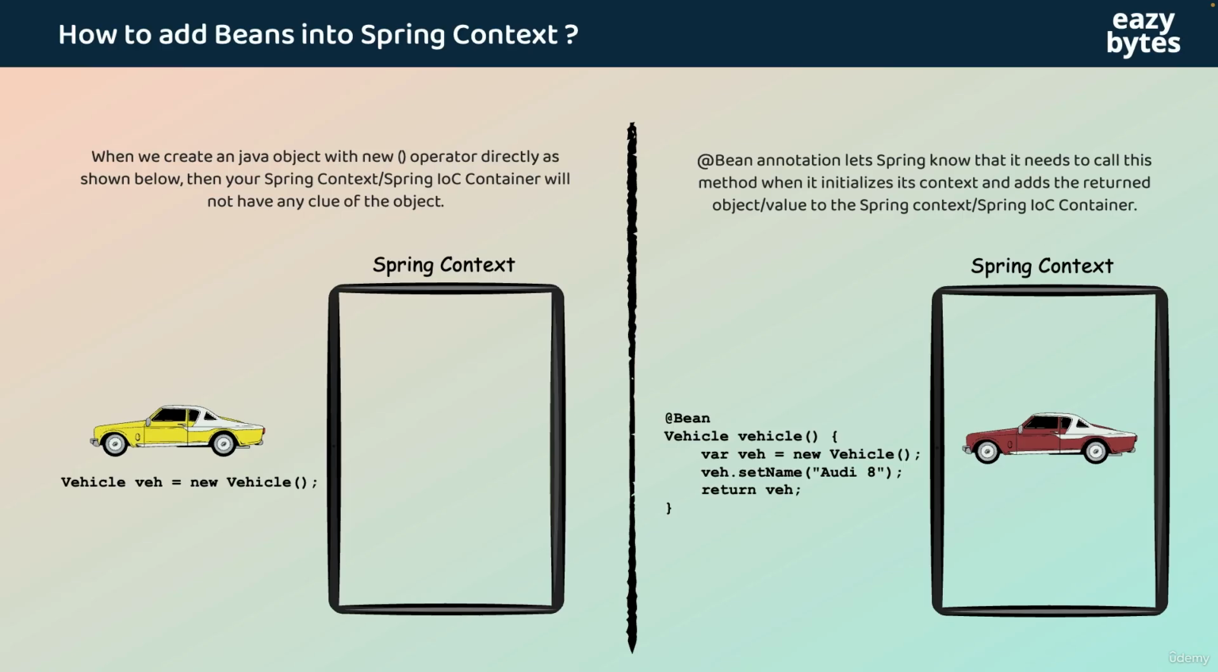Anytime you create an object using only the new operator, that object will never be managed inside the Spring context. That's why on the left hand side, if you see, I have created an object of vehicle with a new operator, and this is not known to the Spring context. Whereas on the right hand side, I'm using the bean annotation on top of a method which is going to return the vehicle object. Since I'm using this bean annotation, my Spring framework is going to maintain this object as a bean inside the Spring context. That is what I'm trying to convey using this graphical Spring context image.